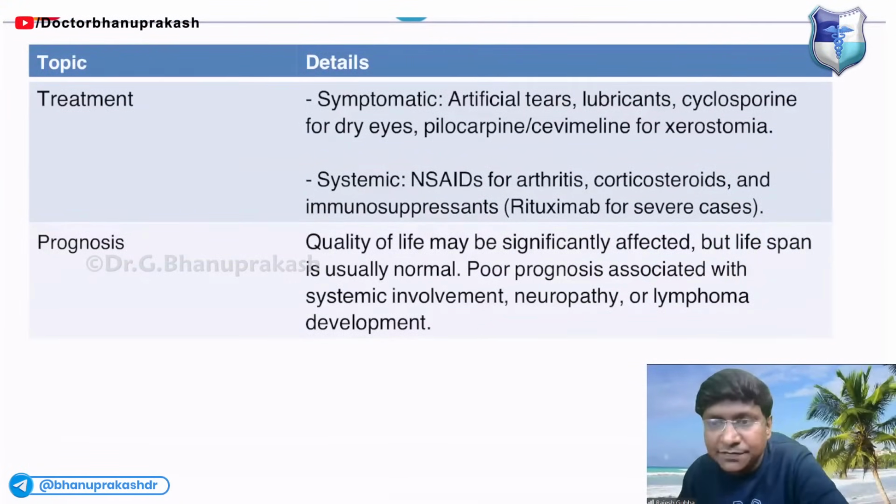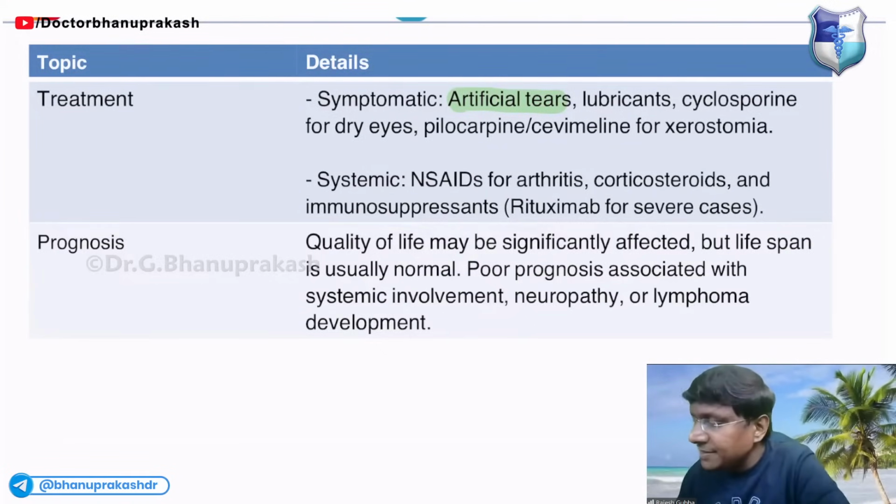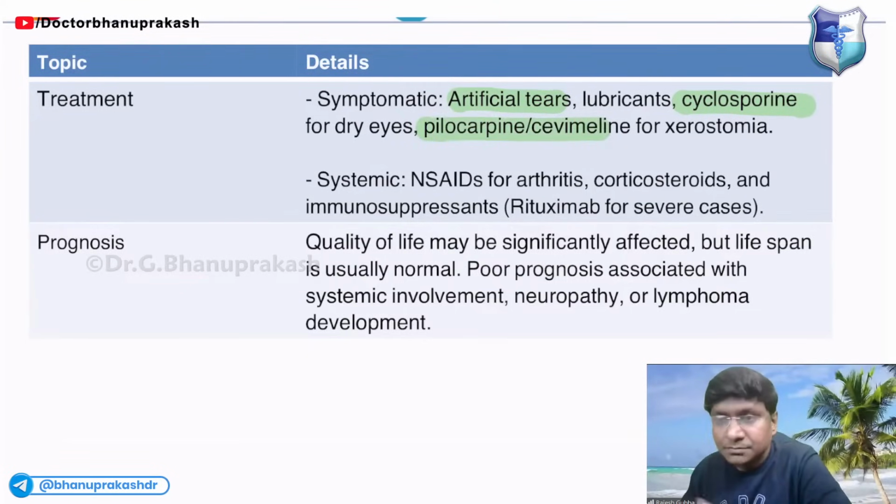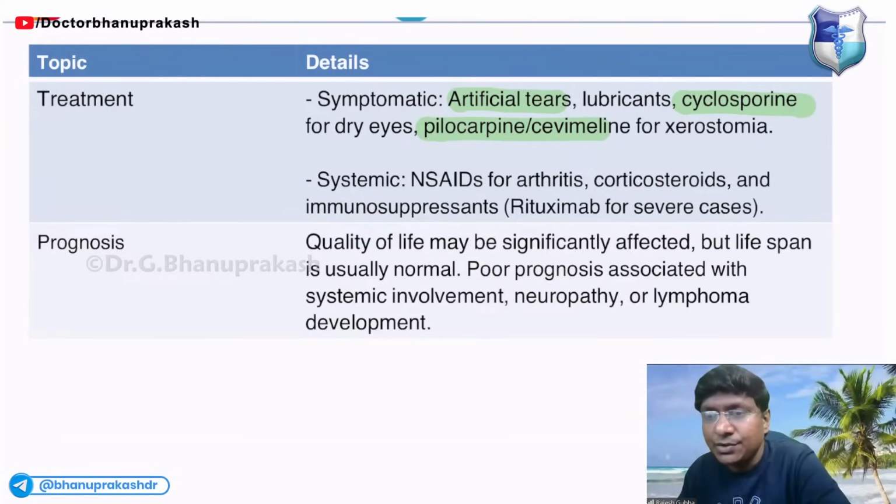The treatment in the case of Sjogren syndrome is symptomatic treatment, where you need to give artificial tears for dry eyes as well as lubricants. And for dry eyes, you need to give cyclosporin as well, which can suppress the immune reactivity. And next is for xerostomia, where there is dry mouth. For dry mouth, you need to give pilocarpine or cevimeline.